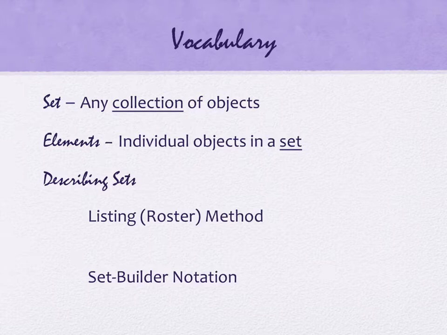An element is an individual object in the set. So if you're talking about your set of friends, it would be the individual friend. If you're talking about your set of books, it would be an individual book for a class.